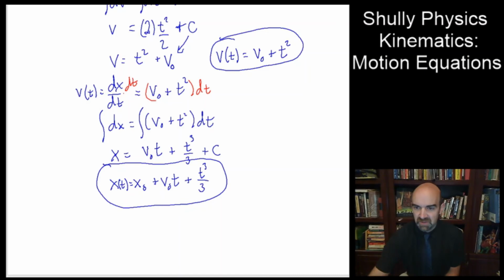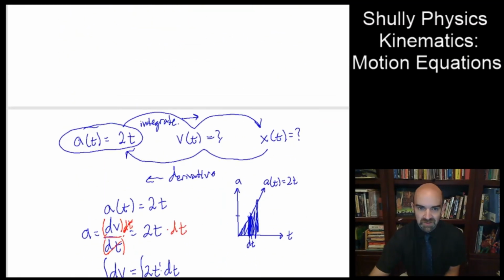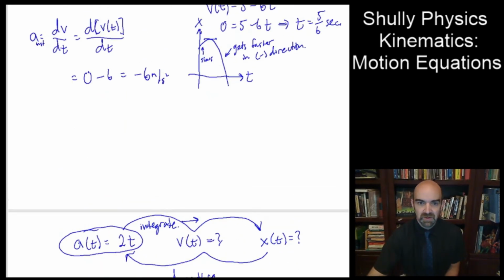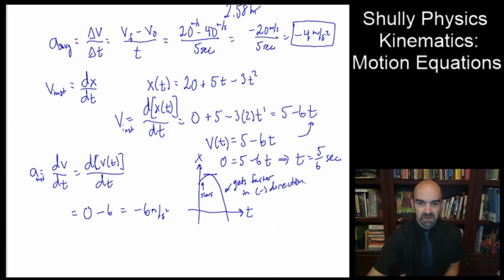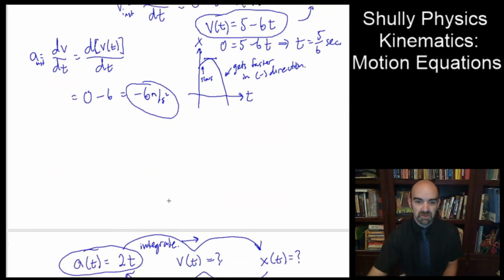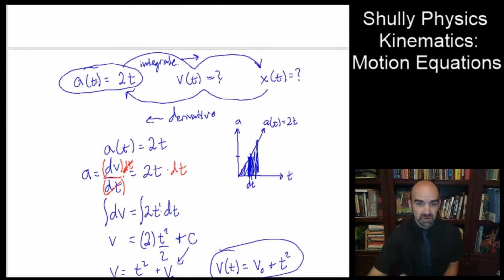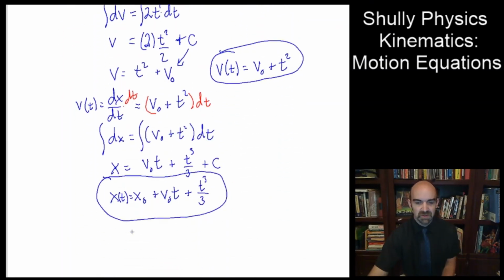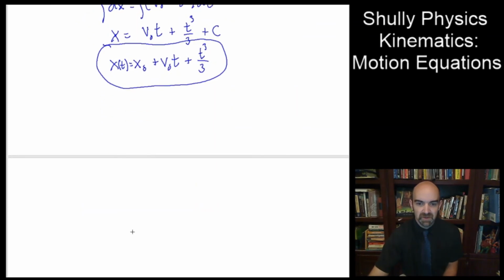So this is the process. When you have a non-constant acceleration to begin with, this is the process for working through it. You can either start with a displacement function, that's what we had here, and go through and find the velocity and then the acceleration using derivatives, or you can start with an acceleration function and integrate to find velocity, integrate again to find displacement function. All right.